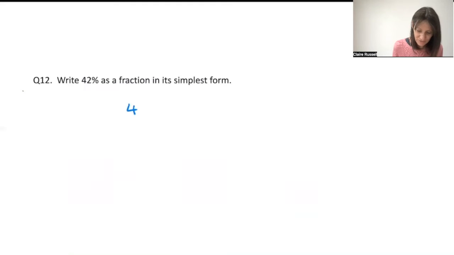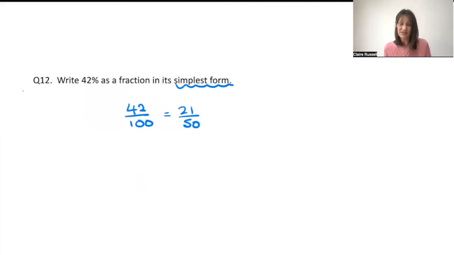Okay, nice straightforward one. Percent means out of 100. It needs to be in its simplest form. I can see they're even, so the first thing I'll do is half them. And then I'll look again to see if it will cancel. It won't cancel any further. So that is the final answer on that one there.